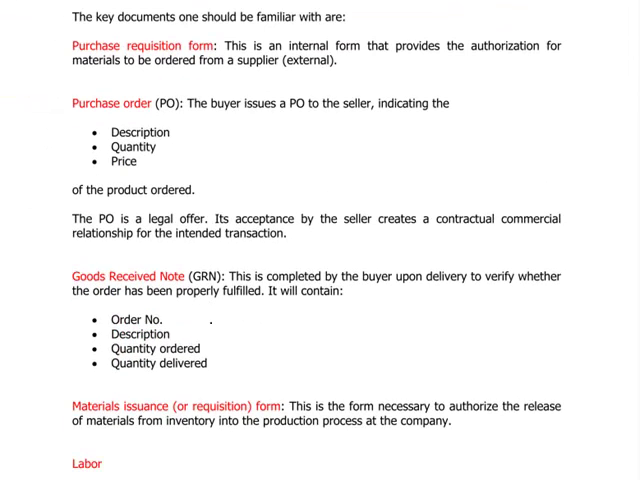Now, here are some of the documents we should keep in mind. A purchase requisition form. A requisition is an internal form. It's where one department that needs to have some materials bought or services purchased by the company gets the internal authorization for such a purchase. Then the purchase order is issued. This is going outside the company, specifying what it is the company wants to buy, so the quantity and the price of that which is ordered.